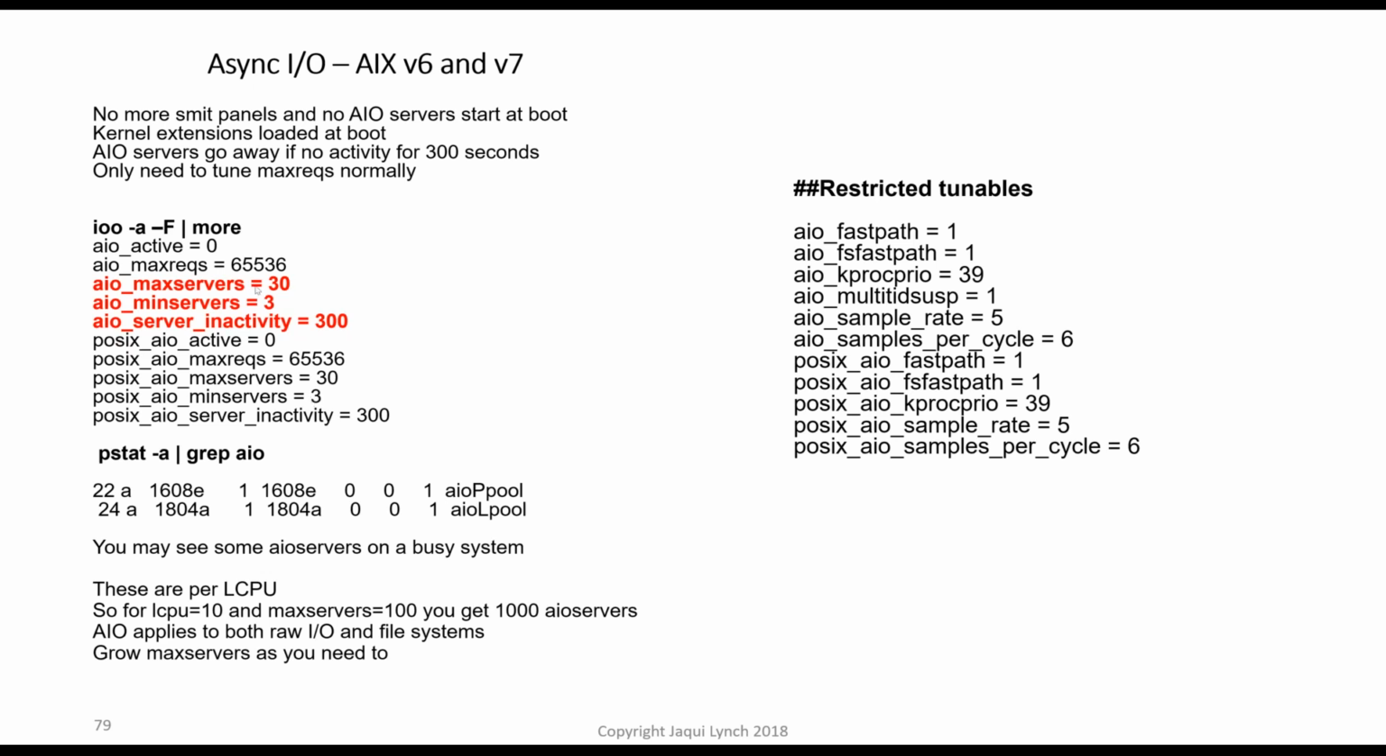Now the max servers value is per logical CPU. So if I have 10 logical CPUs and I set max servers to 30, I will get 300 of these. And that's the one that you're going to grow as you need to. Sometimes people will bump min servers up closer, and one of the reasons they do that is because they don't want to be spinning up and shutting down asynchronous IO servers on a busy system. So they bump min servers up so that we're not doing that as much.